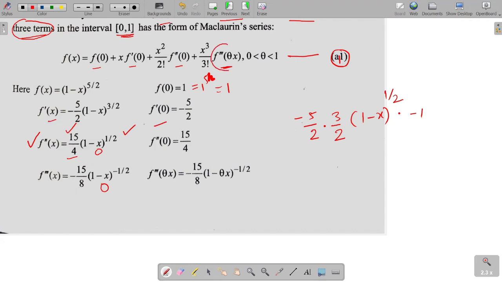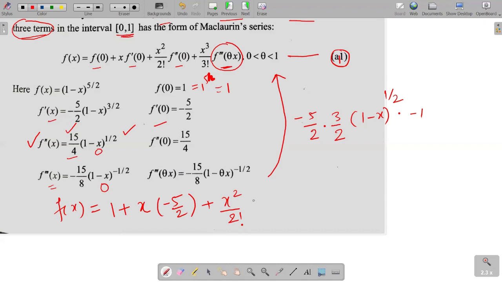Here we have to find f triple dash of theta x. That means x will be replaced by theta x. And put all these values, f of 0, f dash of 0, f double dash of 0, f triple dash of 0 in equation 1. So we obtained the series like this. F of x is equal to f of 0 is 1 plus x into f dash of 0 is minus 5/2 plus x square by 2 factorial into f double dash of 0 is 15 divided by 4 plus x cube divided by 3 factorial into f triple dash.